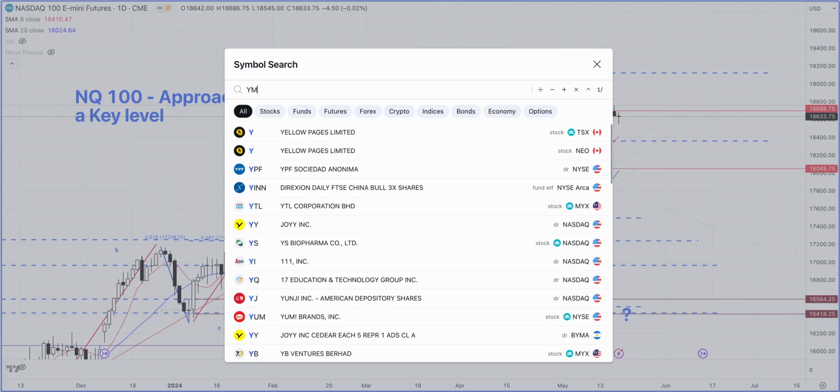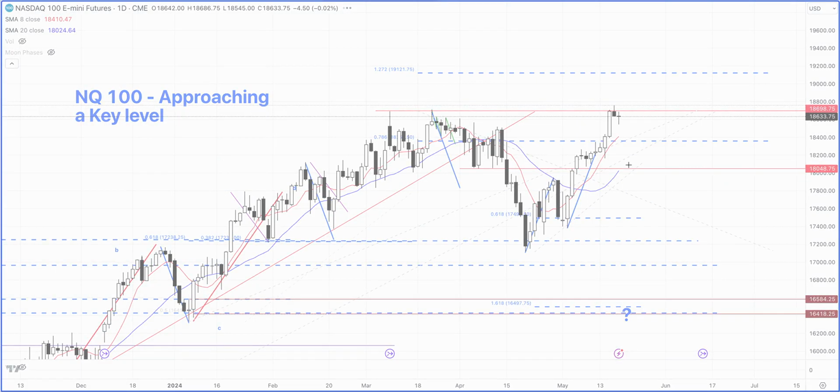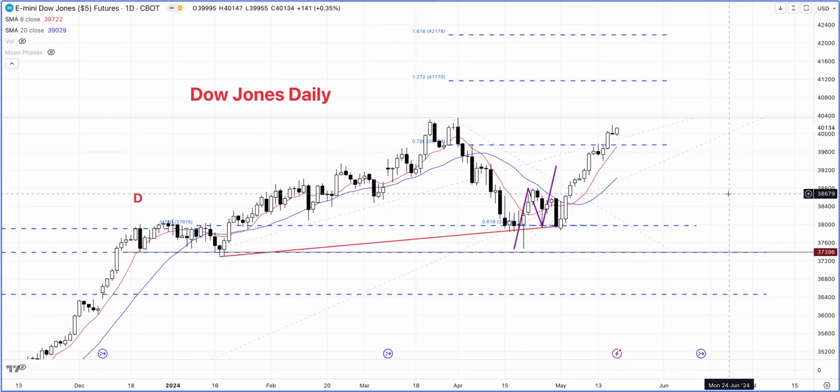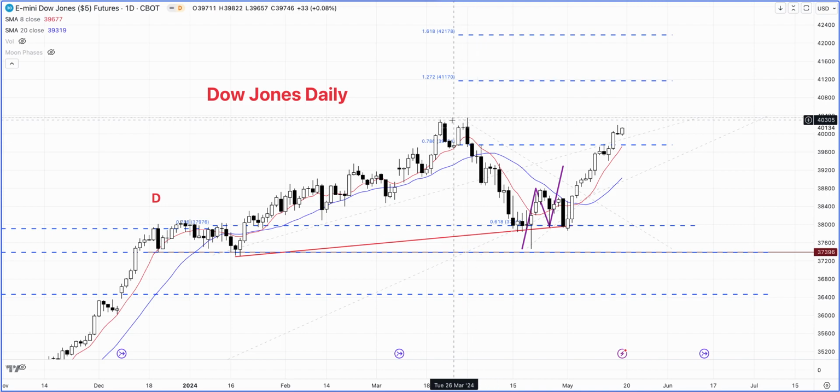And then let's take a look at the E-mini Dow Jones futures. This is much stronger now. It has yet to challenge these all-time highs and maybe possibly the 1.272.